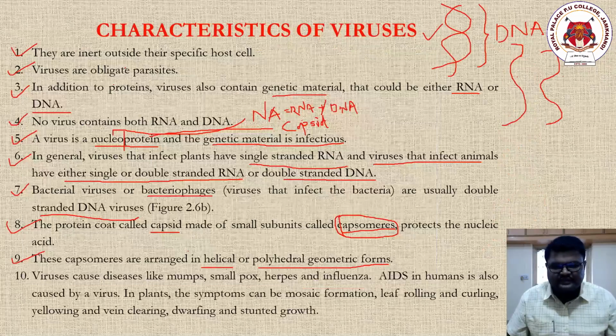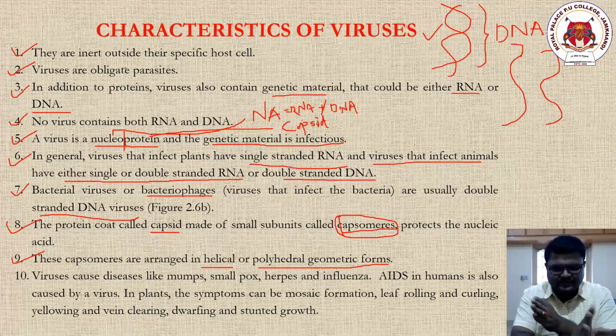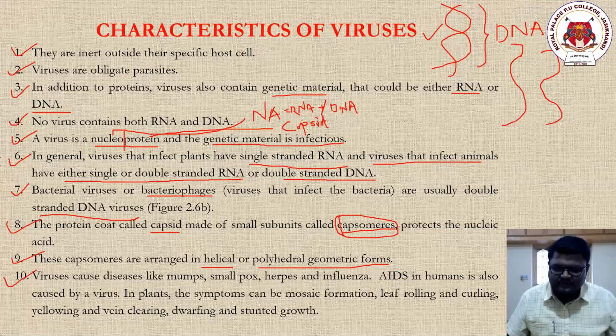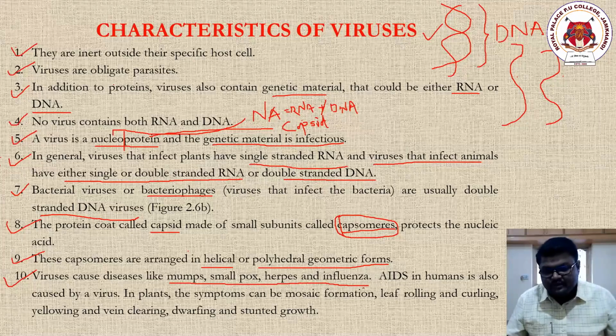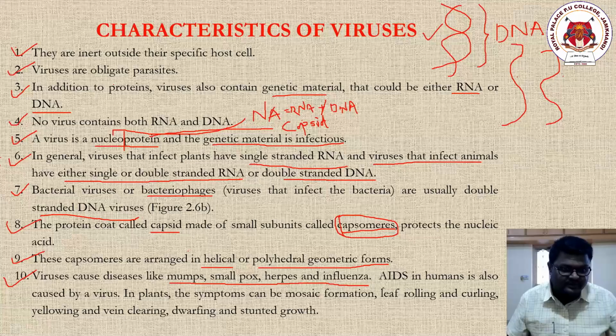So these can be present in two forms. One as the helical nature, like twisted and turned, like two snakes moving opposite to each other. That is called the helical form. And the last one is that viruses cause diseases. Underline all these things. These are all the disease names: mumps, smallpox, herpes, influenza. The most dangerous disease was AIDS. I am saying was. AIDS in humans is also caused by a virus.